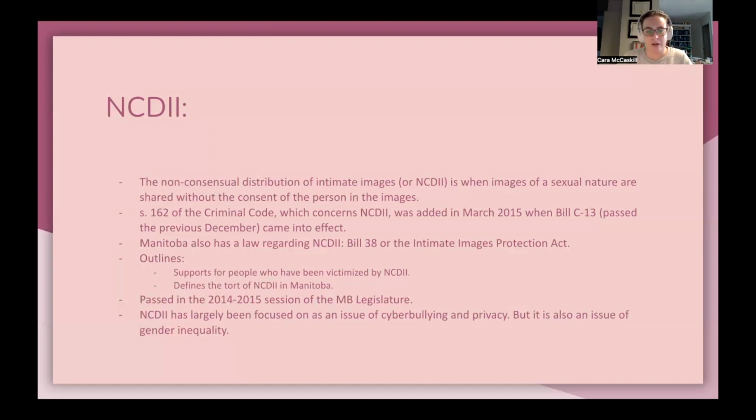NCDII, again, as we talked about in the previous webinar, has largely been a focus of cyberbullying and privacy concerns. But it's also an issue of gender equality, as we talked about. It affects women and girls a lot more frequently than it affects boys and men. And as we saw previously in this presentation, online child sexual exploitation affects boys and girls differently, and NCDII is no exception. And again, it tends to affect girls more often than it affects boys, although it does affect boys as well.